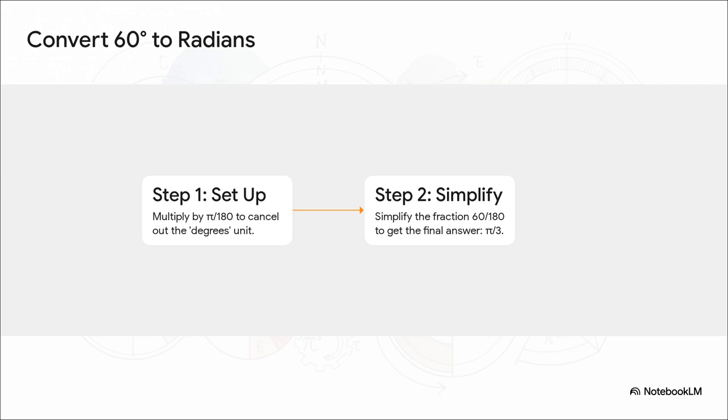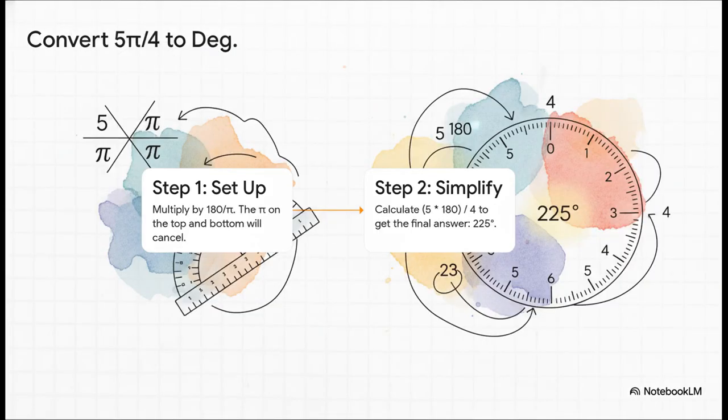Easy enough, right? Now, let's try going the other way. We've got 5 pi over 4 radians, and we want to see what that is in degrees. So this time, we multiply by 180 over pi. And look what happens. The pi on the top of our number cancels out with the pi on the bottom of our factor. It's so satisfying. We're just left with some simple arithmetic. 5 times 180, all divided by 4, which gives us 225 degrees. See that pattern? It just works.